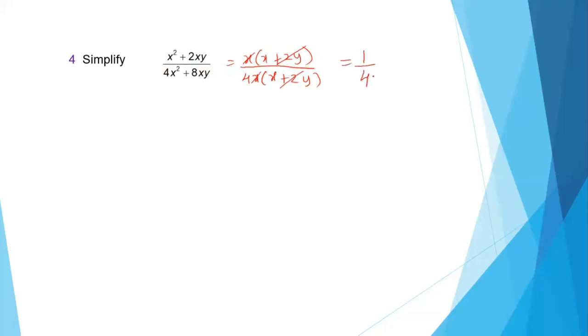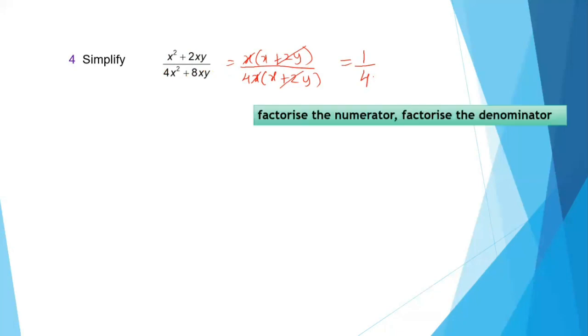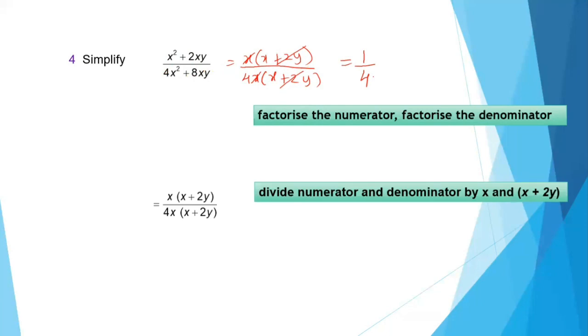Okay, so look what procedure we followed. We factorize the numerator and factorize the denominator. On doing that, we divide the denominator and numerator both by x and x plus 2y, x divided by x, and x plus 2y divided by x plus 2y. Finally, we get the answer as 1 by 4. Got it, children? Understood, all of you?